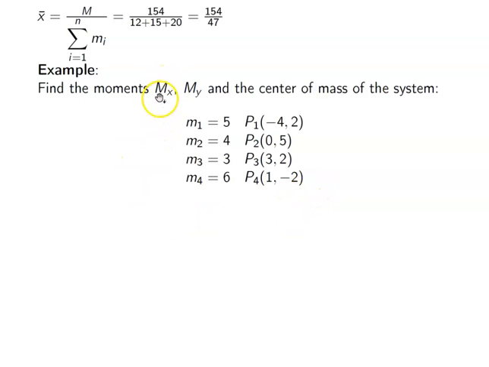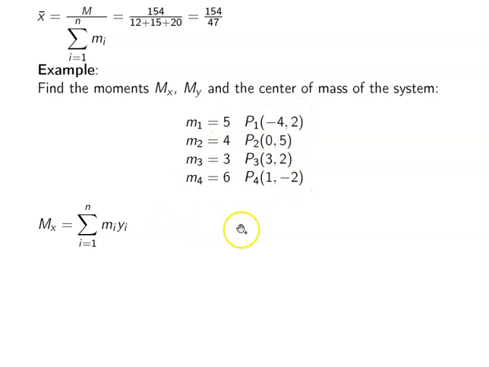So in order to find Mx, I'll go back to the formula. A good way to remember this is you're doing the opposite, right? So for the moment about x, I'm looking at the y's. The moment about y, I'm looking at the x's. So for the moments about x, I'm going to multiply my mass times my y values and sum them together, right? So the moment about x is the sum of my masses times their respective y values.